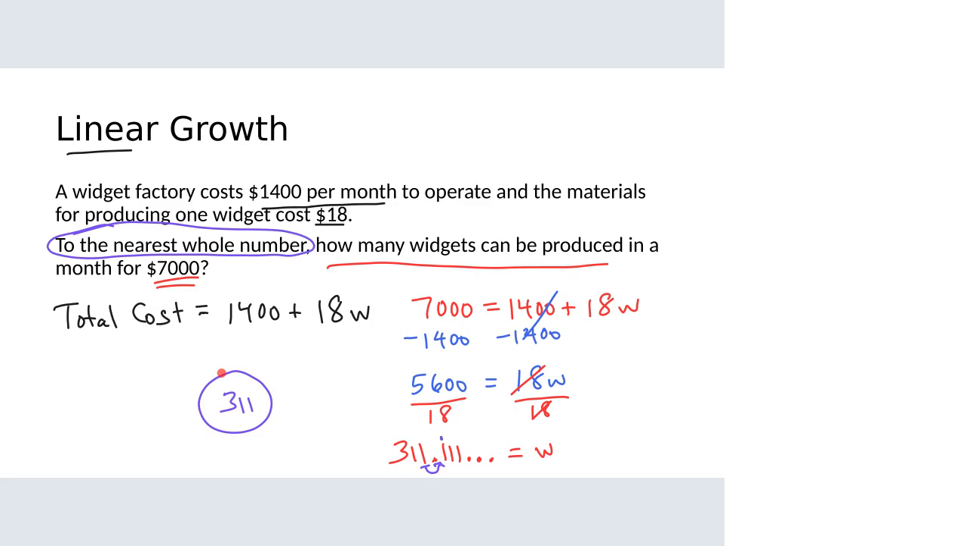The main thing here was this. First, we set up a model that represented the total cost. And then, unlike before where we just kind of plugged in, this time we had to do a little algebra to solve the equation to figure out how many widgets it would be. Are there any questions on anything we did there in setting up the model or solving the equation?